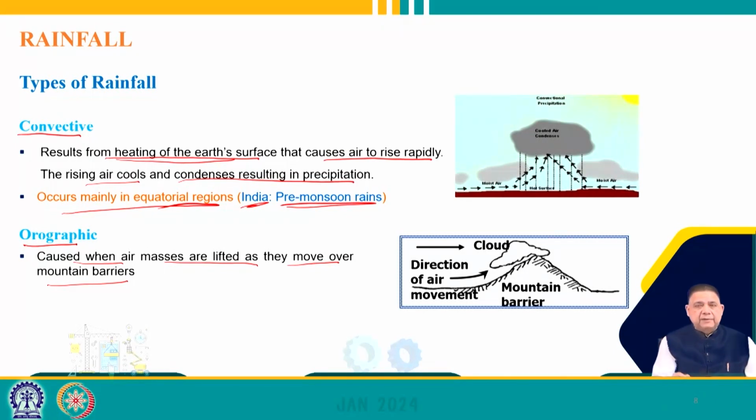So, that simply means in all three types of rainfall, the basic process is the vertical movement of air to cooler temperatures, where it cools down, condensation occurs, and rainfall occurs.